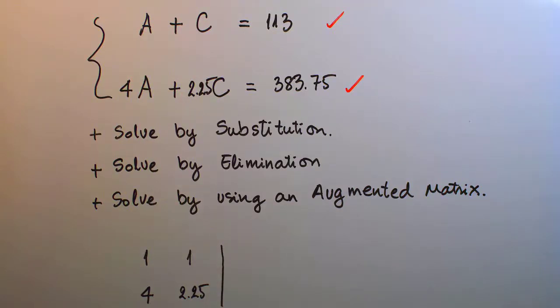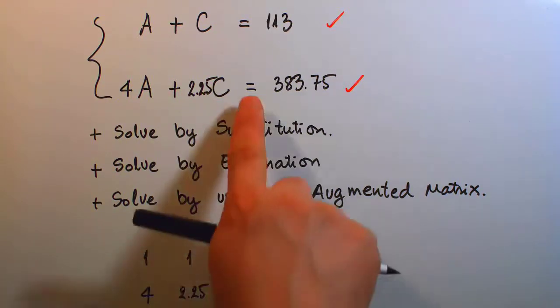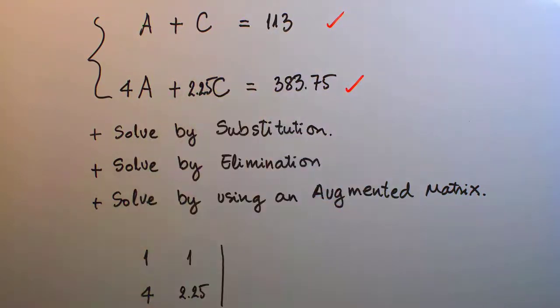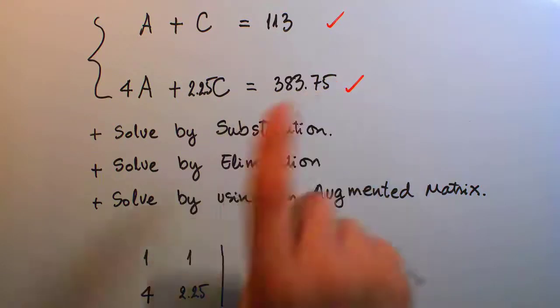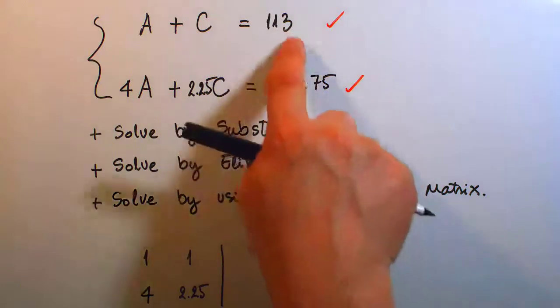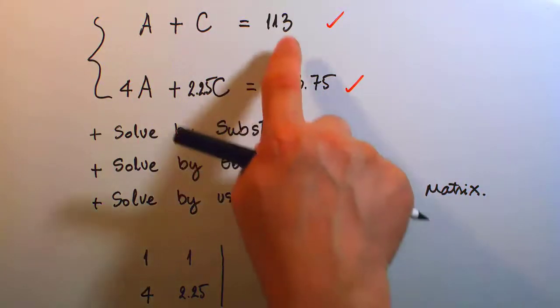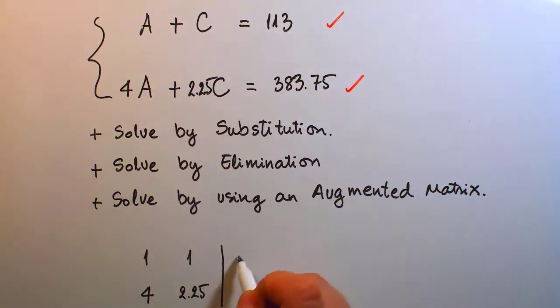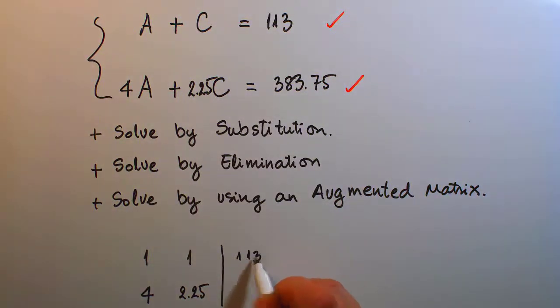Here I put a vertical line. Some textbooks do this, or some textbooks do not, but the vertical line represents the column for the equal signs. And the right hand side of each of these equations forms another column for the matrix. So 113 and 383.75. What we have now is an augmented matrix.